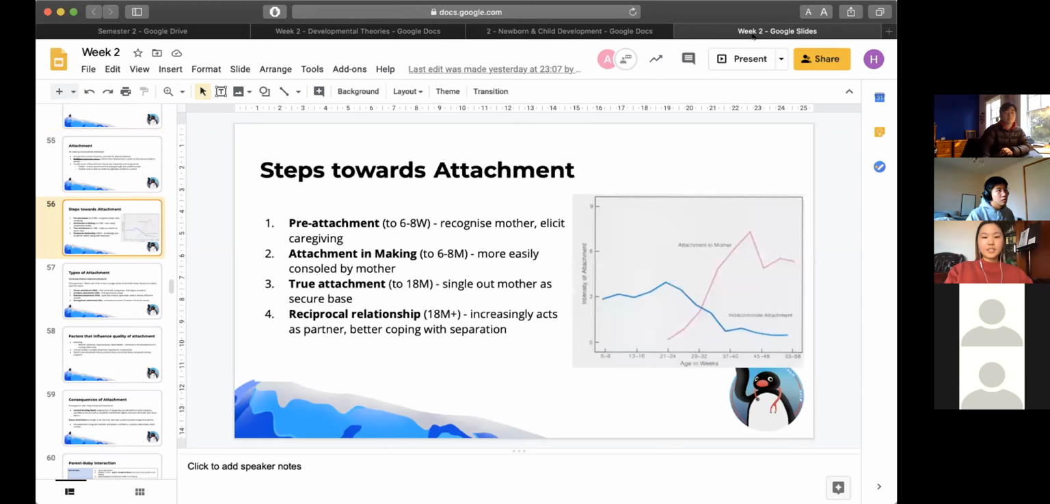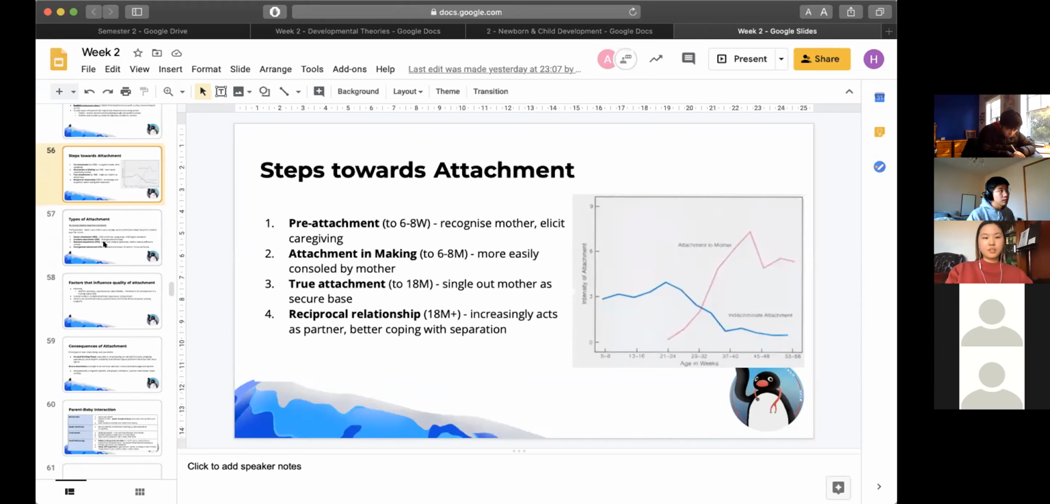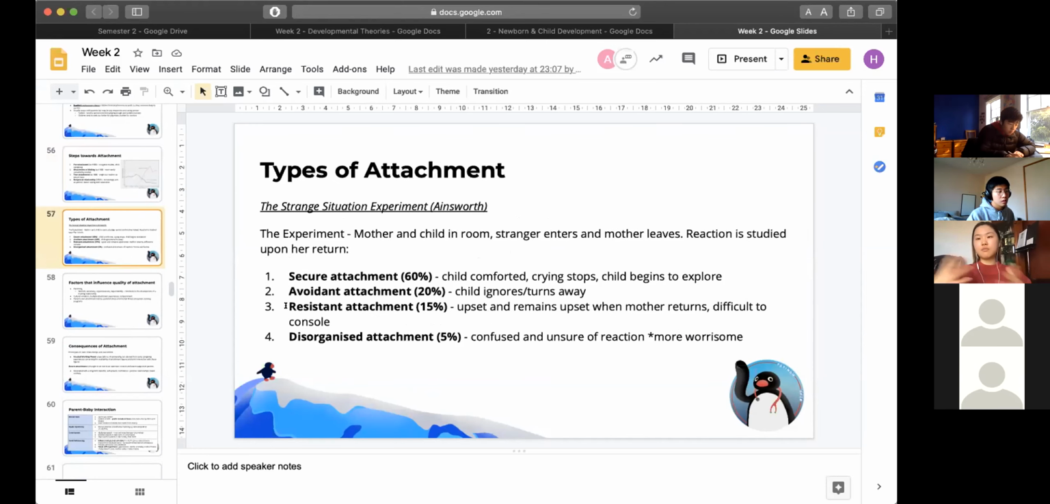So these are the steps towards attachment. You've got pre-attachment, attachment in the making, true attachment, and reciprocal relationship. Usually attachment is to the mother, especially when the child is young, because they recognize the mother ever since they were a newborn.